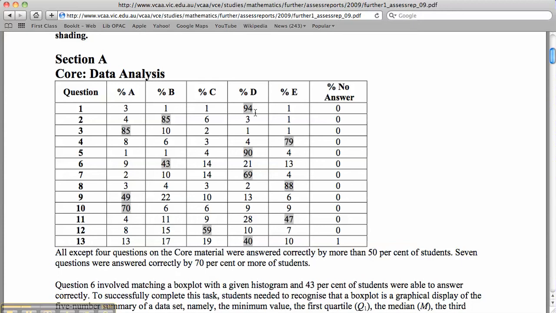So if you're doing your exam revision and you just want to focus on difficult questions, it's a good idea just to look at questions that are probably less than 60%. So question 6 was a difficult one, question 9 quite difficult, 11, 12, 13 for example. So if you just want to focus on the difficult questions, then you can eliminate those easier questions.